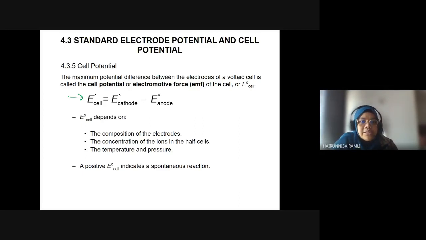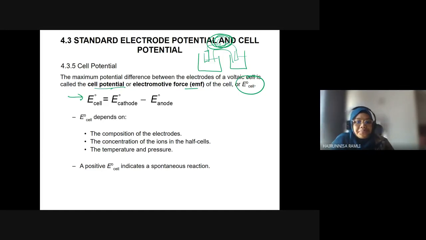So the maximum potential difference between the electrode of a voltaic cell is called the cell potential. Itulah yang you kan, you ada dua beaker, okay, you ada salt bridge, lepas tu ada electrode. So value yang you dapat kat sini, maknanya difference daripada between anode dengan cathode tu, kita panggil the cell potential. Or unit dia sebenarnya adalah EMF, electromotive force, or simbol dia kita letak sebagai E not cell. Okay, so E not cell, this is the formula. E not cell is equal to E cathode tolak E anode.